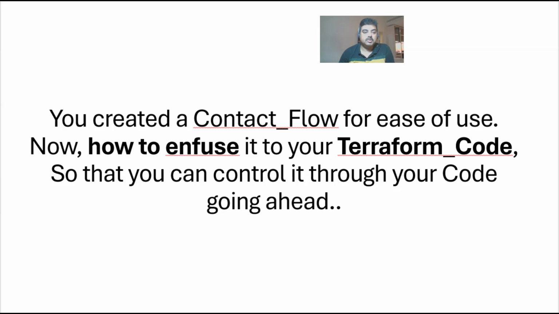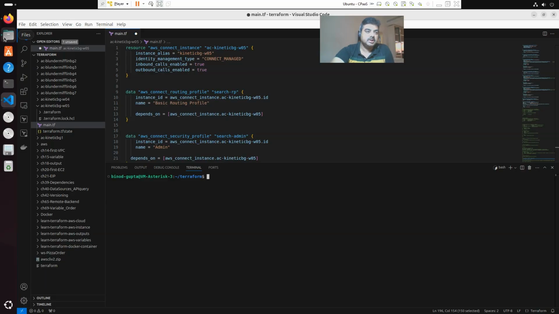So let's say you have created a call flow. Now the next question which will come up in your mind is, since we have created that outside of the code, how to get it incorporated inside this code so that next time we don't have to rework on it. In this lab we are going to see that.